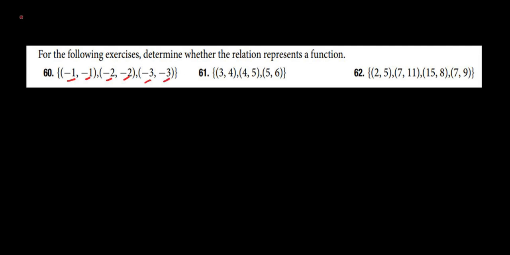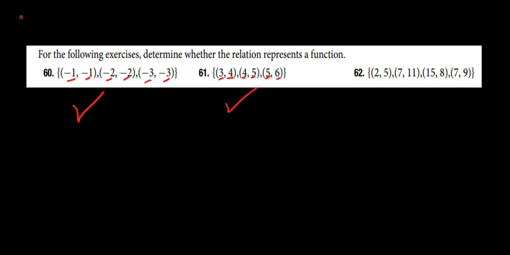So for every input value in this question, there is exactly one output value. Therefore, question 60 is a function. All right, let's look at question 61. 3 is an input value with an output value of 4. 4 is an input value with an output value of 5. 5 is an input value with an output value of 6. So for every input value, we have exactly one output value. Therefore, question 61 is also a function.